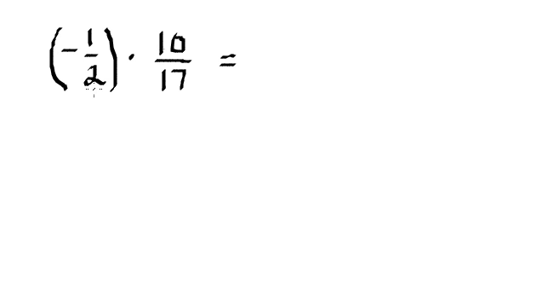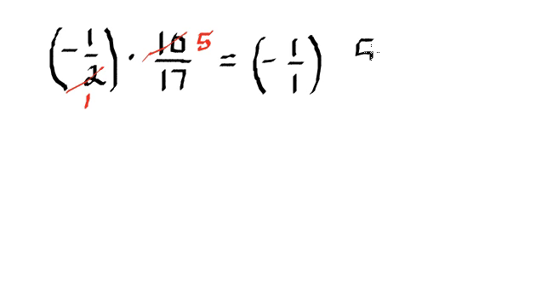Alright, let's do it. Let's simplify this first. We know that 2 goes into 10 five times, and 2 goes into itself 1 time. So now I'm going to rewrite this. This becomes negative 1 over 1, and this becomes 5 over 17.